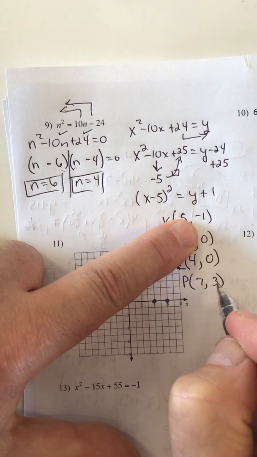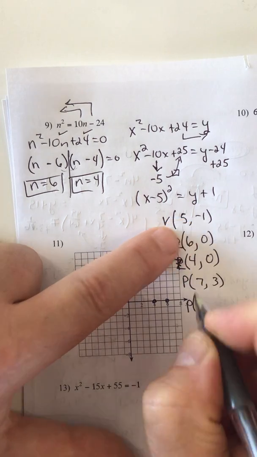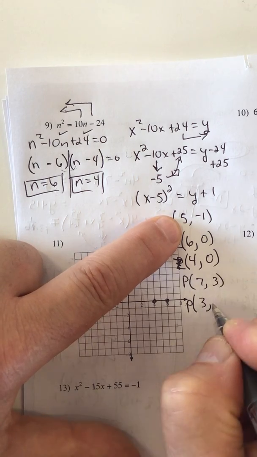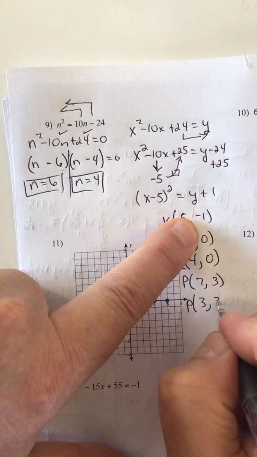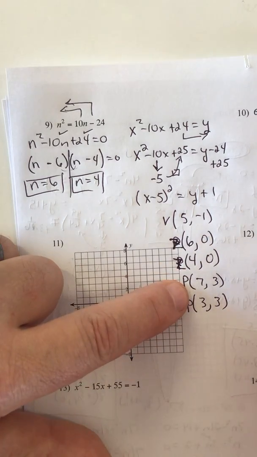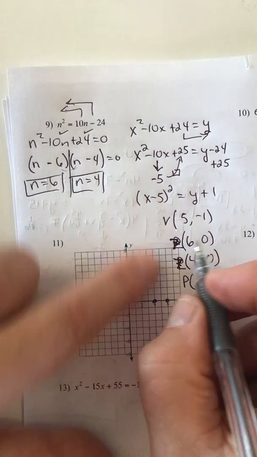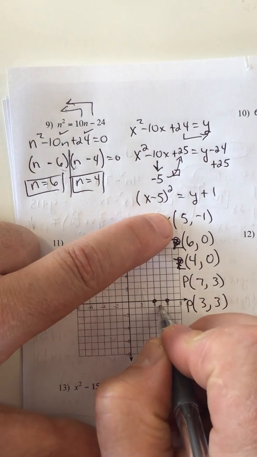So -1 up 4 is 3. And the other point will go the other way too. So 5 back up 2 puts it at 3, and then -1 up 4 puts that one at 3. So I want the points to be unique from the zeros. Okay, vertex 5, -1 right there.